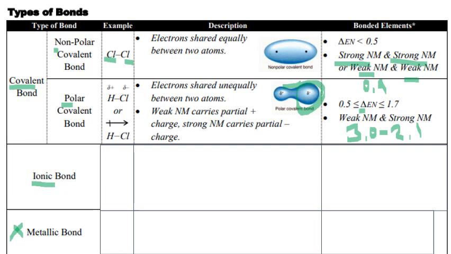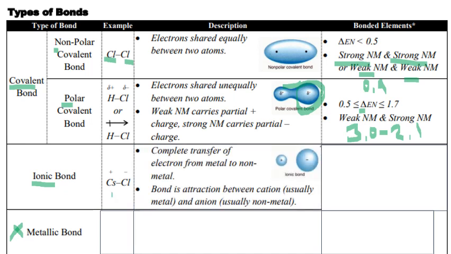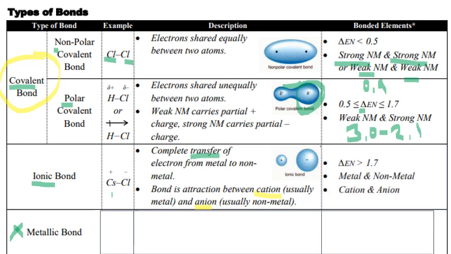Now we talked a lot about ionic bonds, and an ionic bond is when we have a metal and a nonmetal. So you know that that is going to be a transfer. Up here, when we were talking about covalent, covalent are sharing. Ionic are not sharing, so you might want to remind yourself of that. It's an attraction between something that's charged positively and something that's charged negatively, a cation and an anion. This is when you've got a big difference, so it's greater than 1.7, very large.